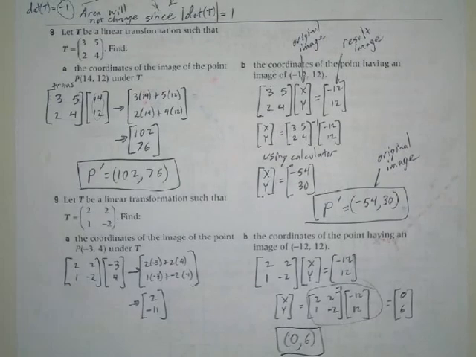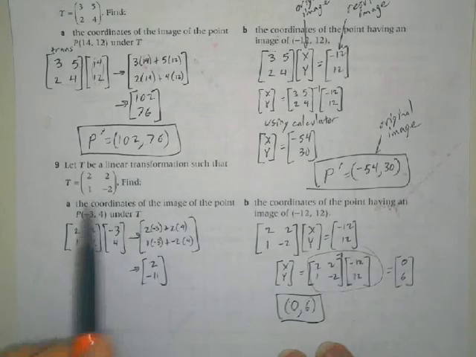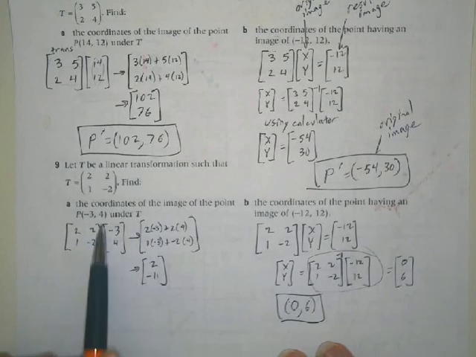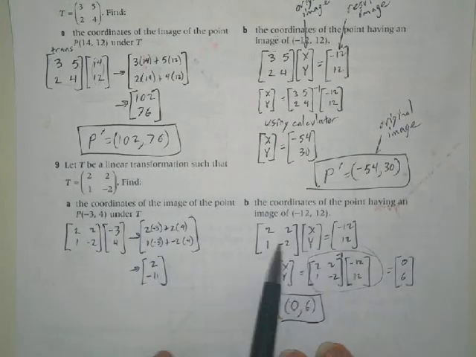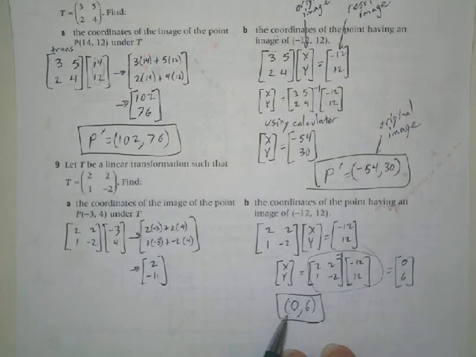Question 9 is the same sort of thing. Okay, if it undergoes a transformation, here's my transformation matrix, here's my original image, and here is the result image. If I'm given the result image, I have to multiply the inverse of the transformation matrix times the result image in order to find the original image.